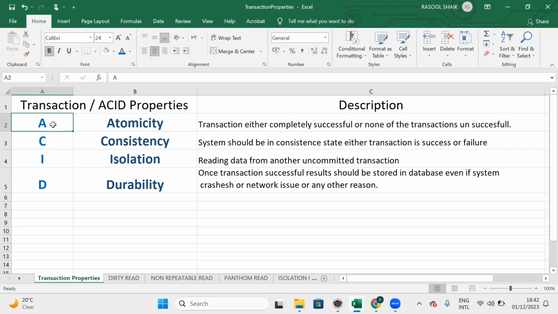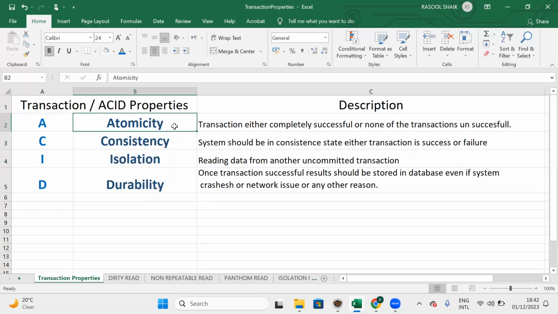So either transaction properties or ACID properties: A stands for atomicity, C stands for consistency, I stands for isolation, and D stands for durability. That's the reason we call transaction properties ACID properties. Each and every transaction will come under any one of these four properties.